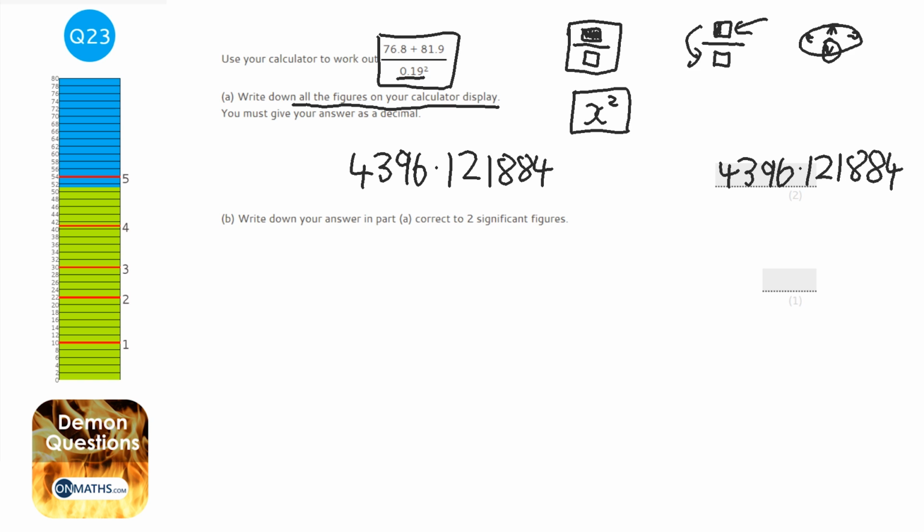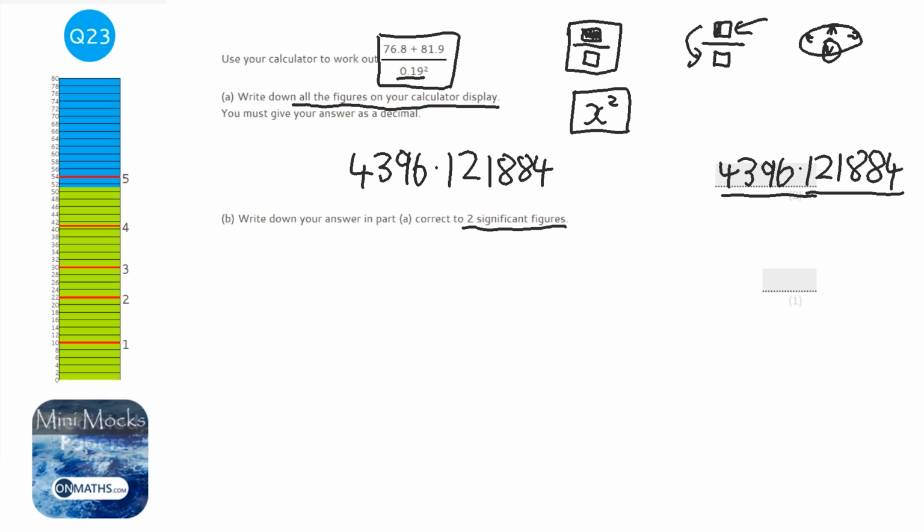Now if your calculator is set to a mode which is going to show even more numbers, then normally six digits after the decimal point is more than enough. They won't require you to go to 100 or 200 decimal places. On this question, that's actually an exact amount. Okay, so write down correct to two significant figures.